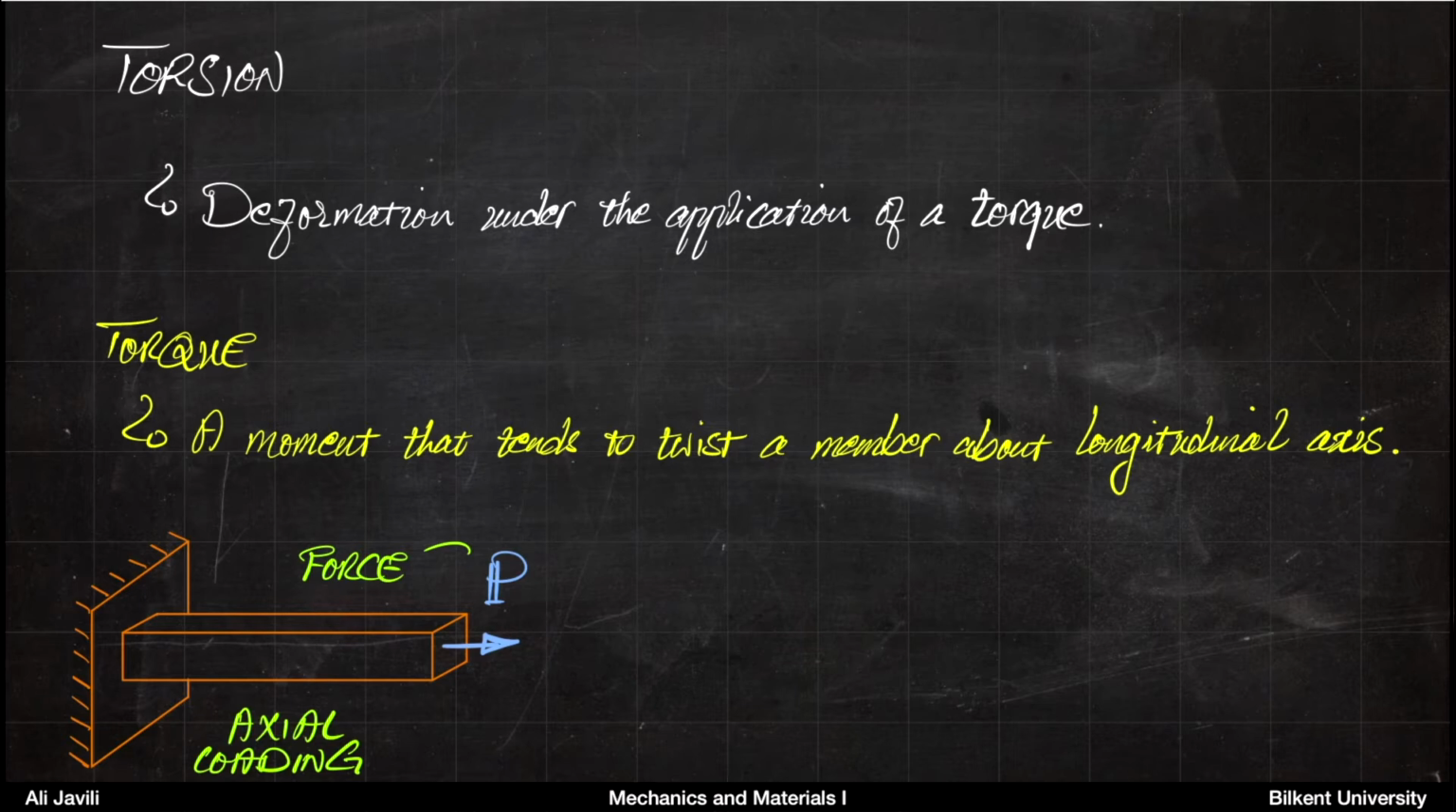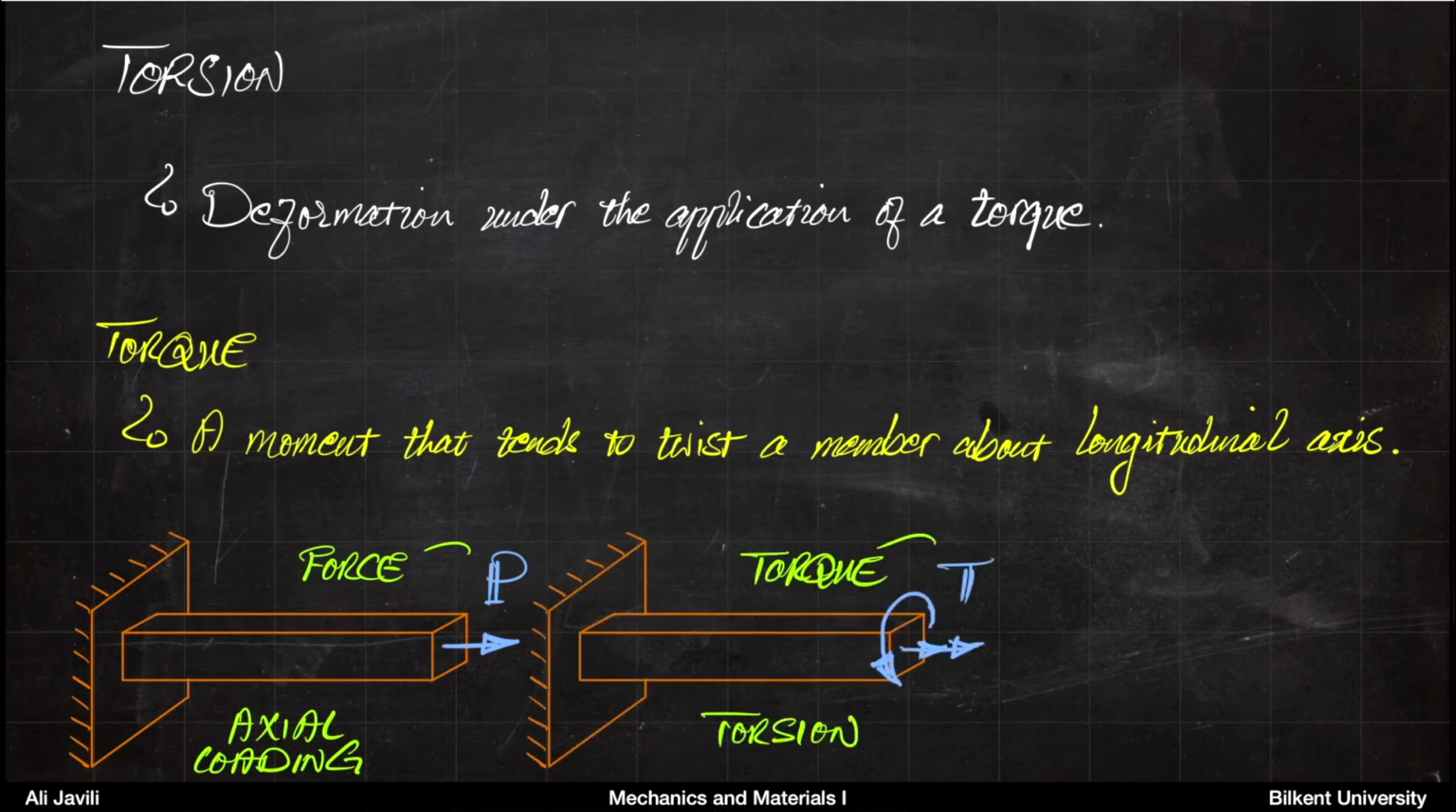So this leads to an axial loading problem. Now, on the other hand, if you apply a torque, a moment, but a moment with respect to the longitudinal axis. I am using two arrows instead of one arrow, indicating that it is not a force, it's a moment. Basically, it's a moment that wants to cause a rotation of the block. Then we call this a torque. And the problem that we have here is torsion as opposed to the axial loading that we had here.